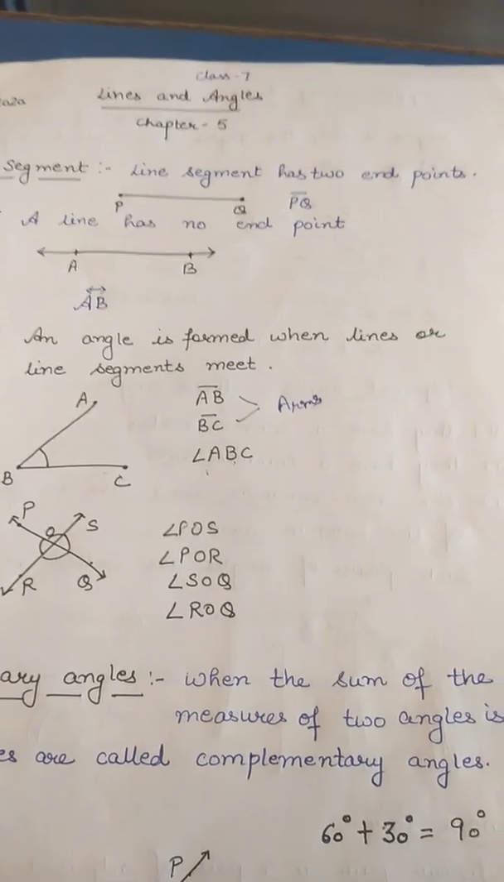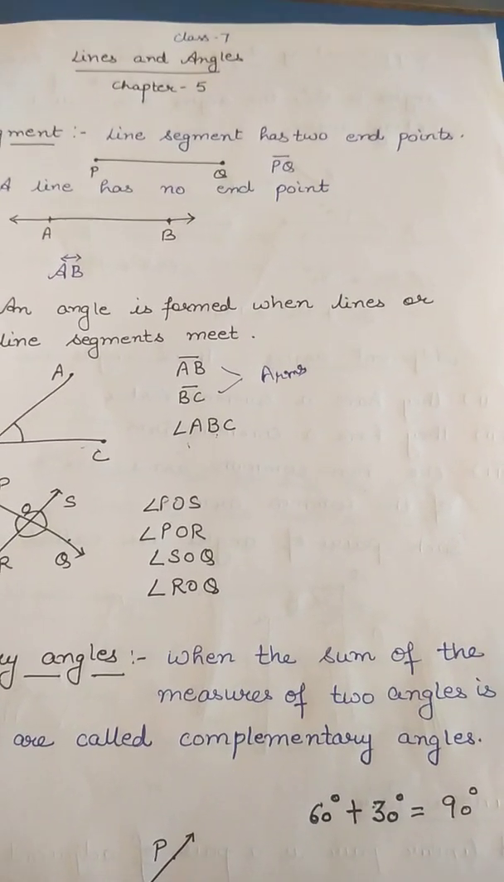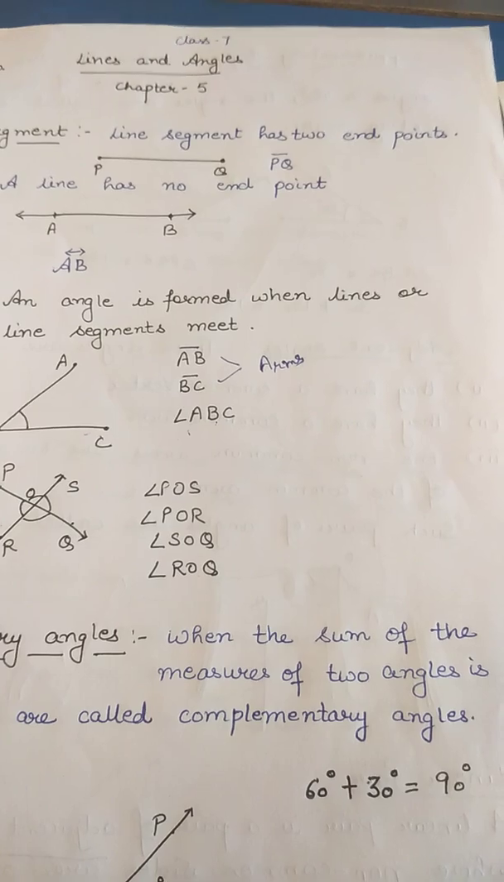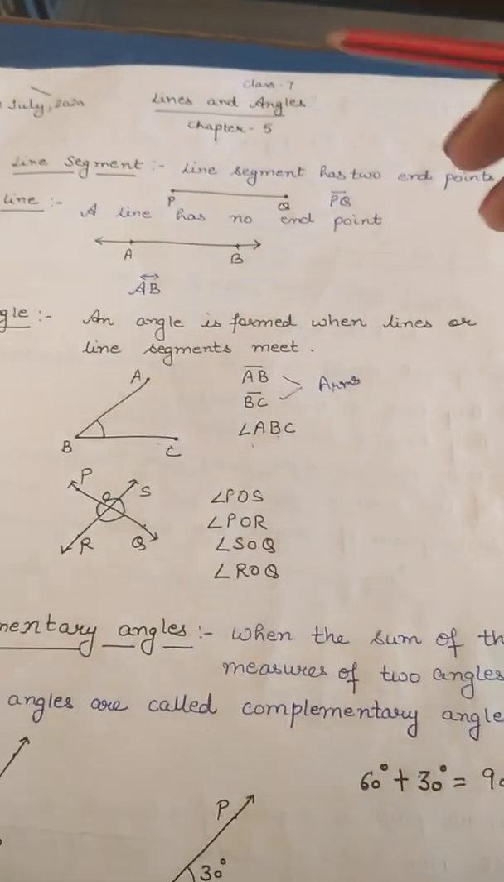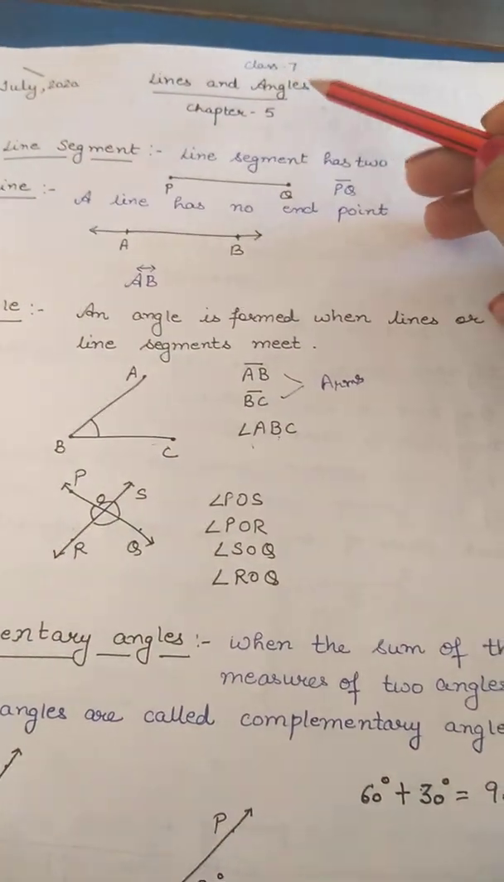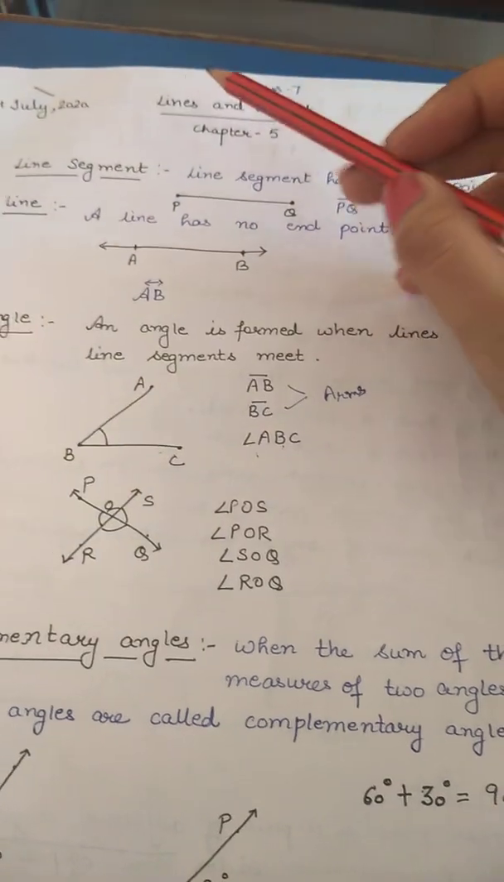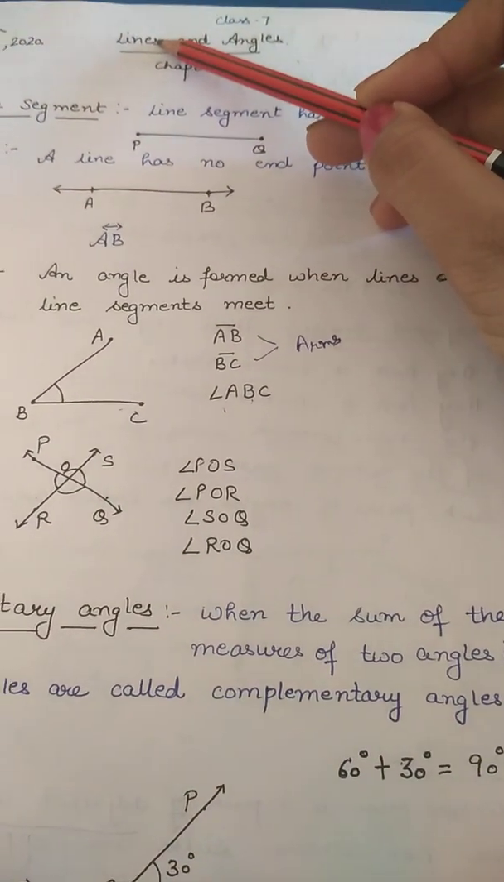Good morning, class. So, today we are going to discuss chapter number 5 of class 7th, Lines and Angles. So, first of all, we will discuss what are lines.